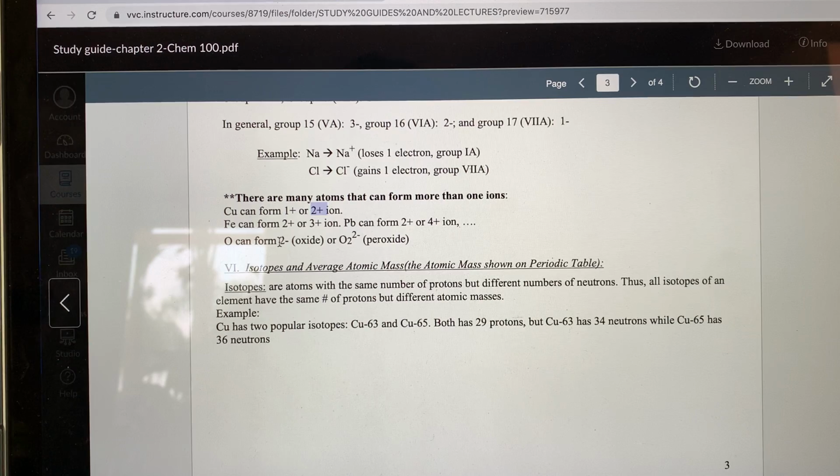Oxygen mainly forms 2 minus by gaining 2 electrons. However, you also have peroxide, where you have 2 oxygens gaining 2 electrons, and that means 1 electron each, becoming peroxide, which is 2 minus for a pair of oxygens.